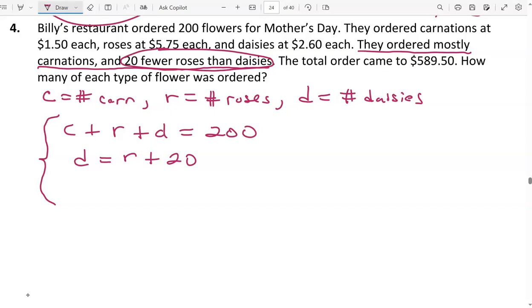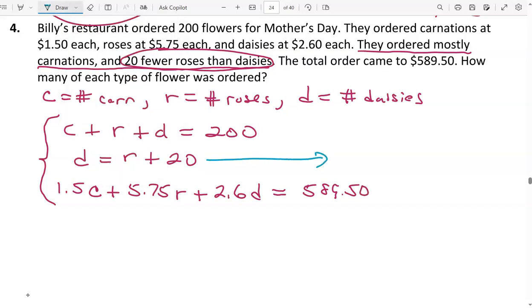And then we have the pricing. So the cost of the carnations is $1.50 times the number of carnations. And then add to that, the price of the roses is $5.75 times the number of roses. And add to that $2.60 times the number of daisies. And that total price should be $589.50. Okay, we're going to have to move that second equation into standard form. When we write it in standard form, it will be written as negative r plus d is equal to 20.